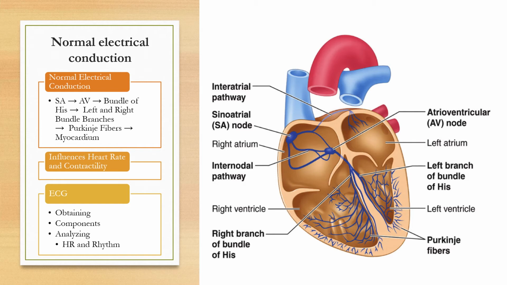When we're talking about influences of heart rate and contractility, that's the autonomic nervous system. The parasympathetic slows it down, reducing heart rate, and the sympathetic increases heart rate and increases contractility. Contractility means how forceful the ventricles are contracting. So we're going to talk about ECGs in terms of how we obtain them, what the components of them are, and how to analyze them. We'll move on from this slide.